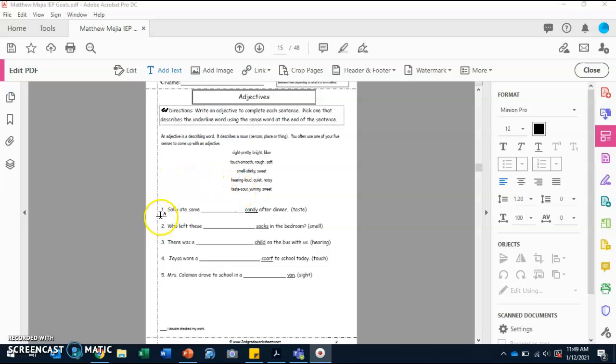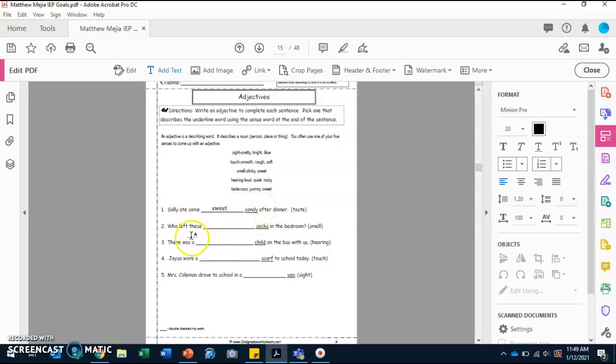So now for question number 1, it says, Sally ate some blank candy after dinner. So they're talking about candy here. That's a noun. And they're telling you that you're going to use the sense taste. So you come up with anything you want to put. So Sally ate some blank candy after dinner. So we can put some sweet candy after dinner, or sour.